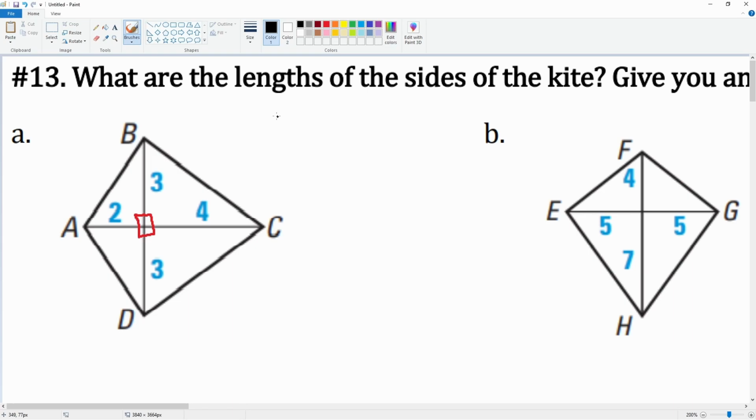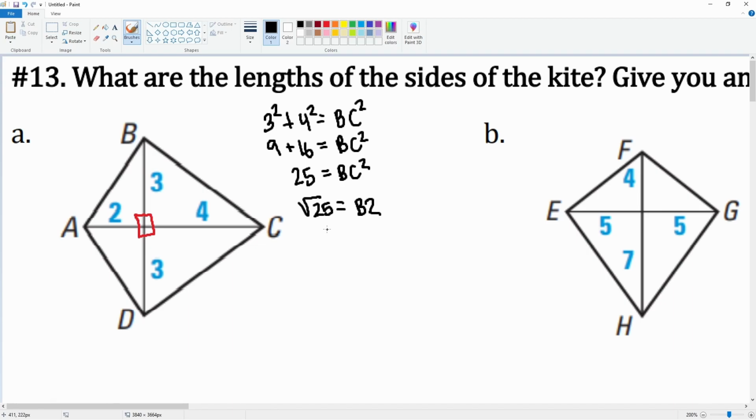So we can write 3 squared plus 4 squared is equal to line BC squared. 3 squared is 9, 4 squared is 16, is equal to BC squared. 9 plus 16 is 25, equal to BC squared. We square root both sides, so the square root of 25 is equal to line BC. This is 5. We know that this is 5. Since this is 5, we know that this is also 5 because line BC is congruent to line DC for the kite.